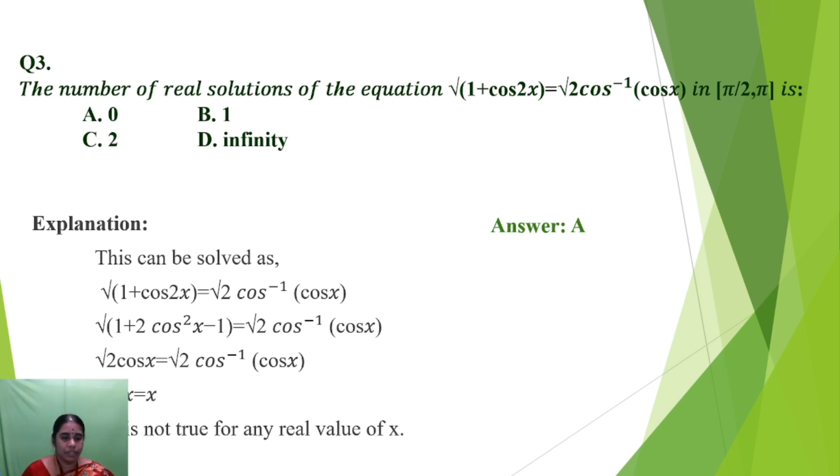So root 2 cos x equals root 2 into cos inverse of cos x, and root 2 cancels. Then cos x equals x, which is not true for any real value. It means it has no real solution. So the number of real solutions for this equation is 0, which is in option A.